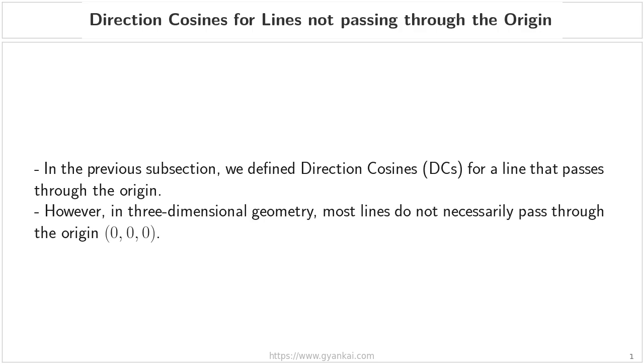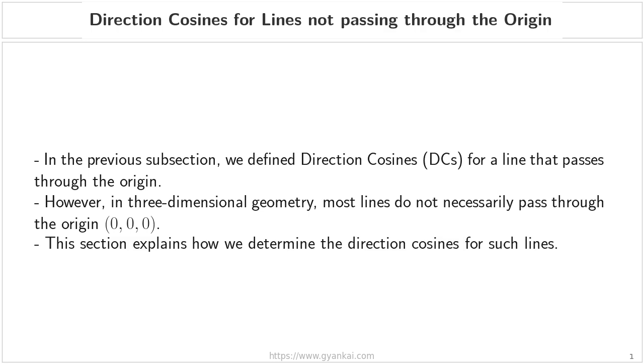The reality is that in three-dimensional geometry, most lines you encounter won't necessarily pass through the origin, which is the point 0, 0, 0. Because these lines are shifted away from the center of our coordinate system, we can't use that same direct method. So, in this section, I am going to show you exactly how we determine the direction cosines for these more complex lines. By the end of this lesson, you'll see that the process is much more intuitive than it might first appear.